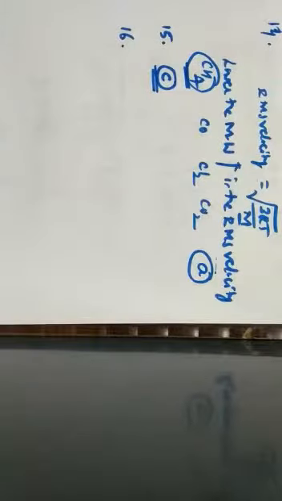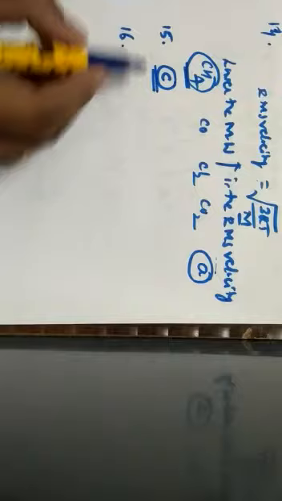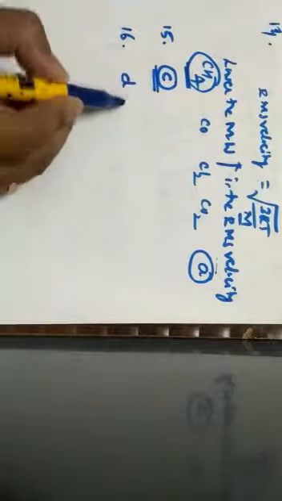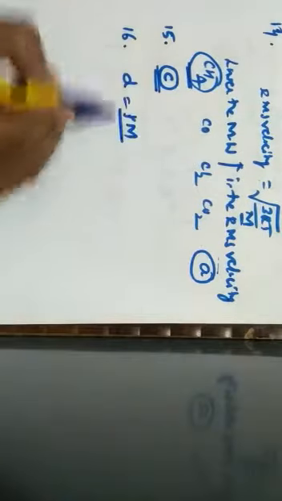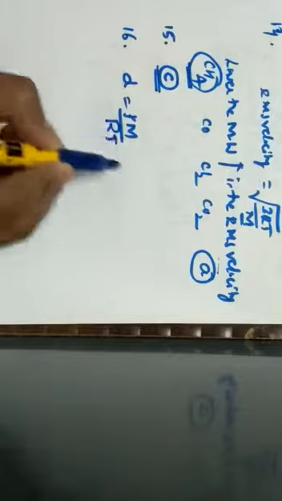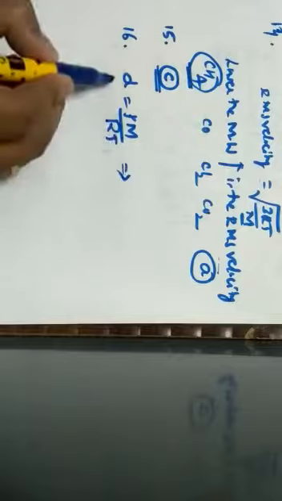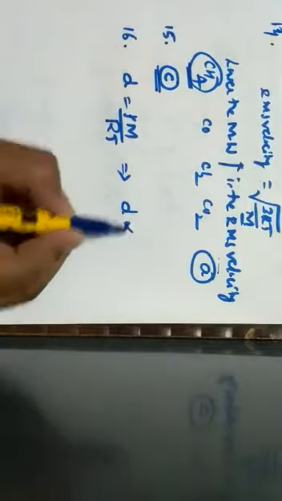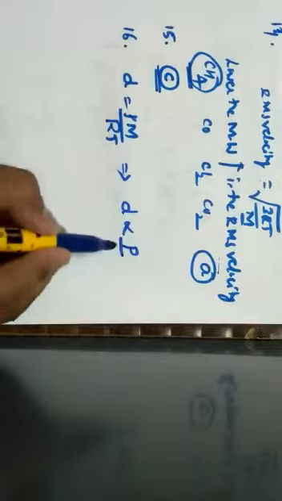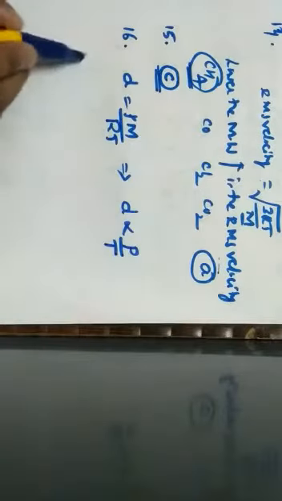Next one, question number 16. Density of carbon monoxide is maximum at. Here we know that density is equal to PM divided by RT. By this, I can clearly understand that density is directly proportional to pressure and inversely proportional to temperature.